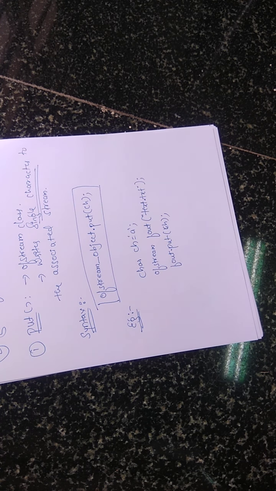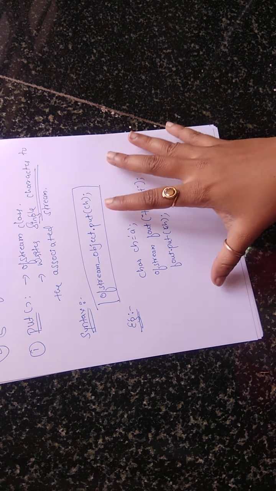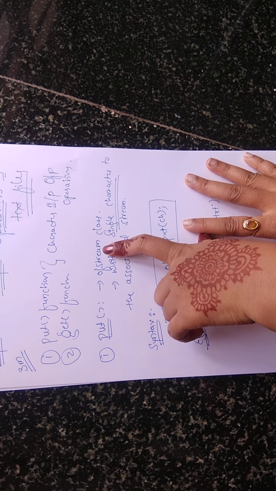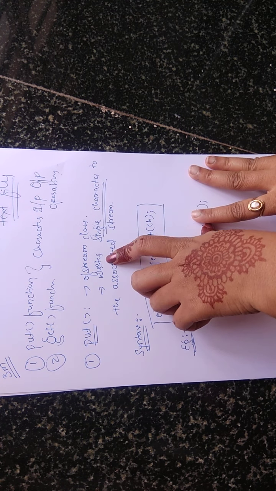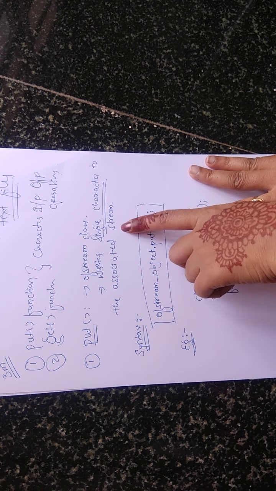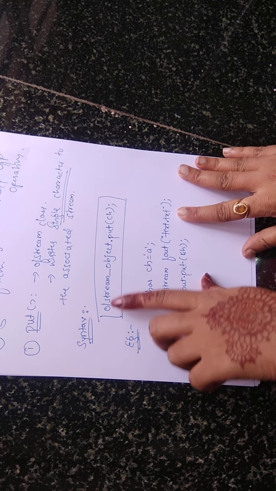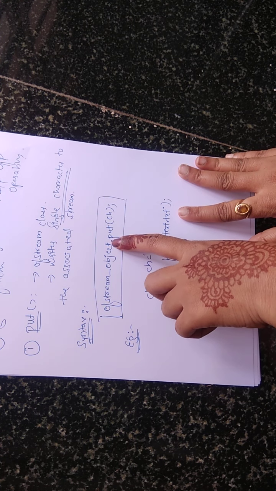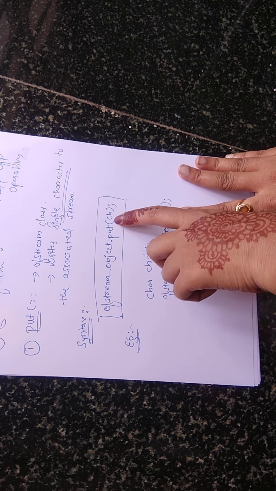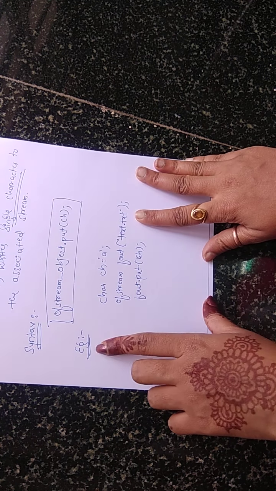Done? So like this we use this put function when we want to write a single character into a particular file or into your stream. Remember, the put function belongs to the ofstream class. It will help you to write a single character to the associated stream. The syntax is ofstream object dot put, with ch as an argument.